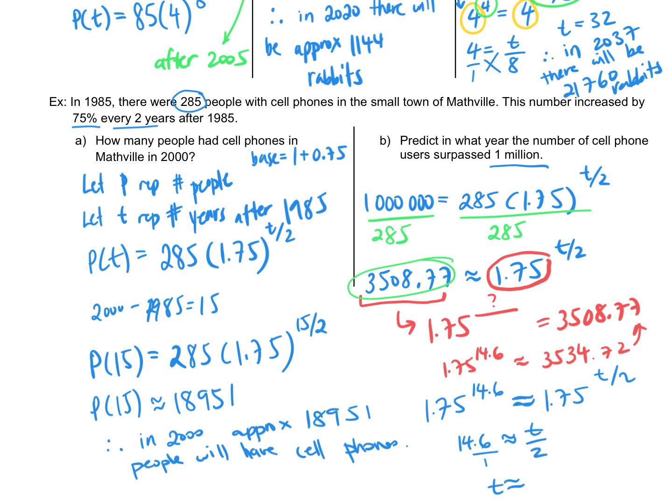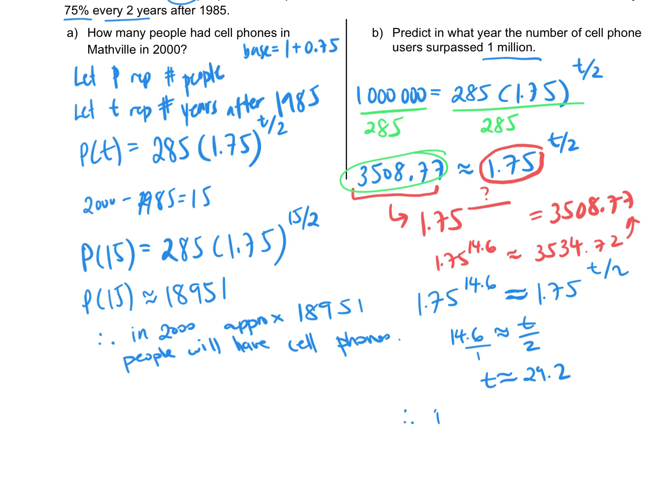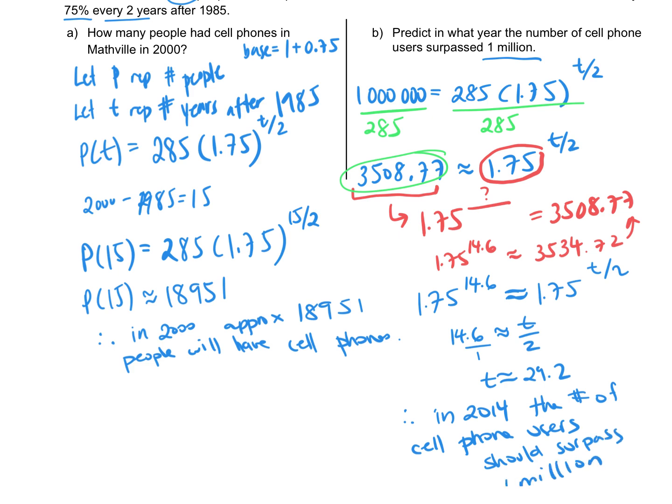Cross multiply. 14.6 times 2 is 29.2. So that means in approximately 29 years from 1985. So 1985 plus 29 is 2014. We should surpass 1 million. So in 2014, the number of cell phone users should surpass 1 million.